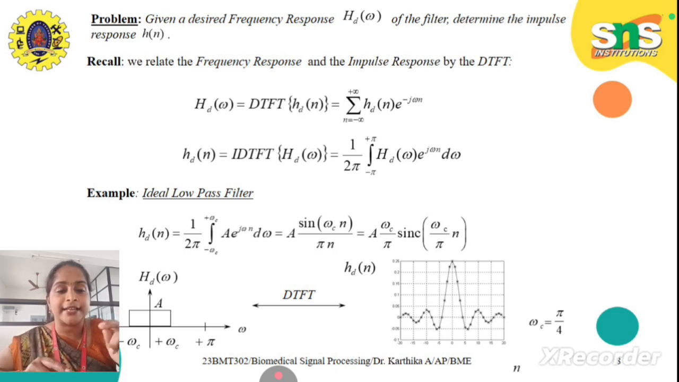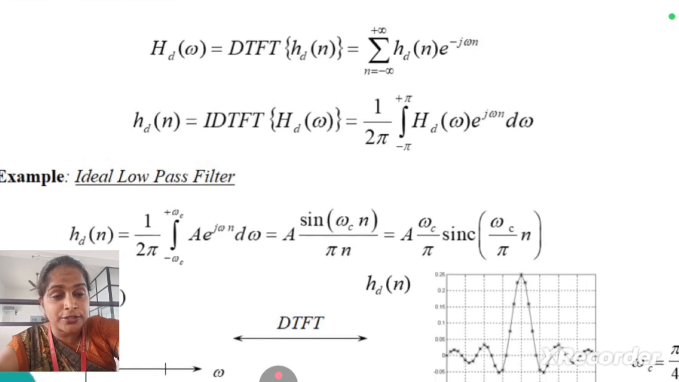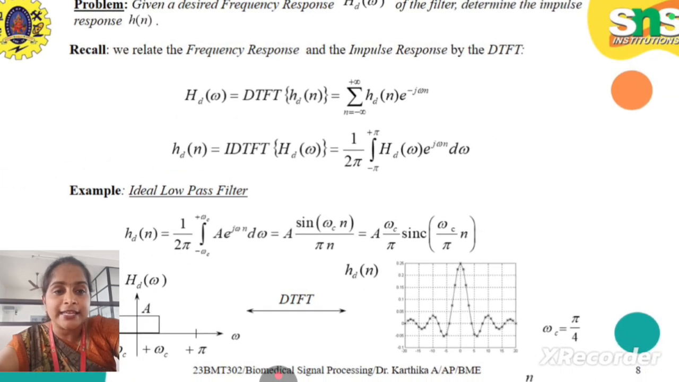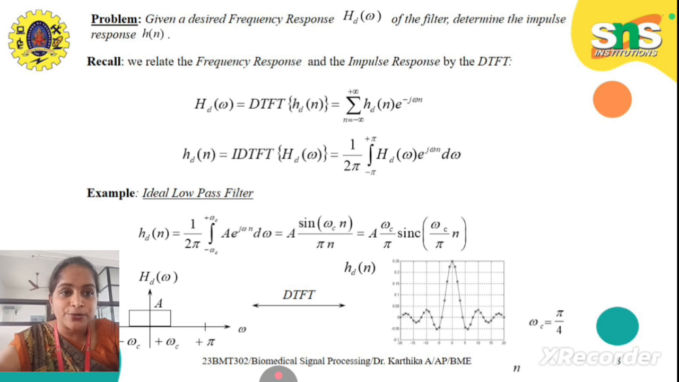Here h d of n equals 1 by 2 pi integral from minus omega c to plus omega c of A e power j omega n d omega, which is equal to A sine of omega c n by pi n, which is equal to A omega c by pi sinc of omega c n by pi.